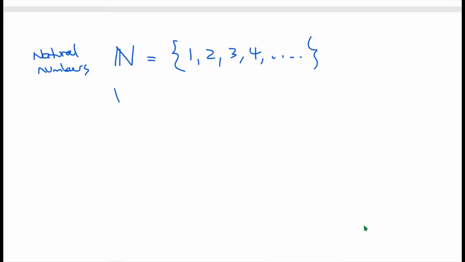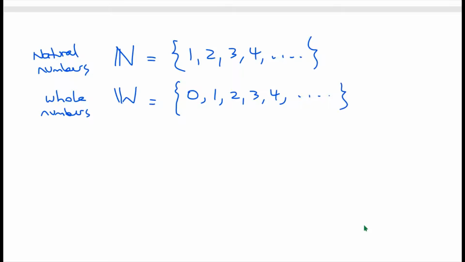The next set is a capital W with a double bar, and those are whole numbers. And so that is the natural numbers with 0. So to remember, just remember whole has an O, so it includes a 0 and all the natural numbers. Notice how I'm writing them with the brace brackets. They're separated by comma, and dot, dot, dot just means follow the pattern. Go on forever, follow the pattern.